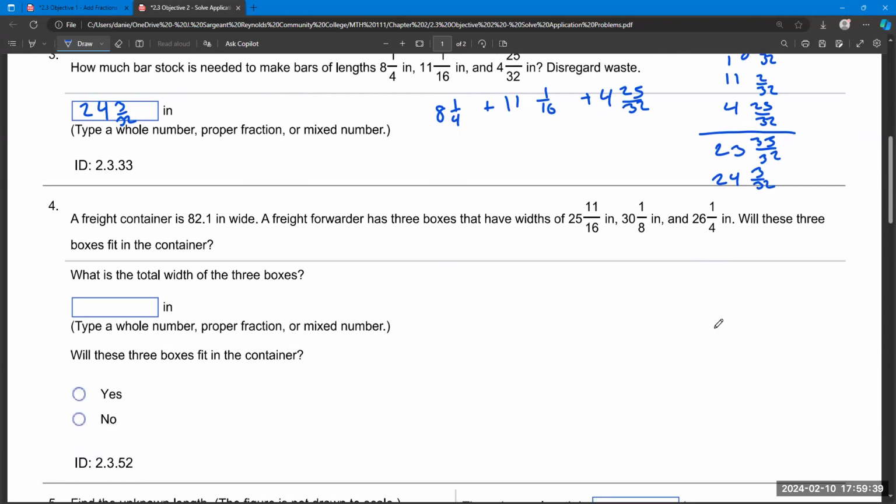A freight container is 82 and 1/10 inches wide. A freight forwarder has 3 boxes that have widths of 25 and 11/16, 30 and 1/8, and 26 and 1/4. So let's change these to 16ths.